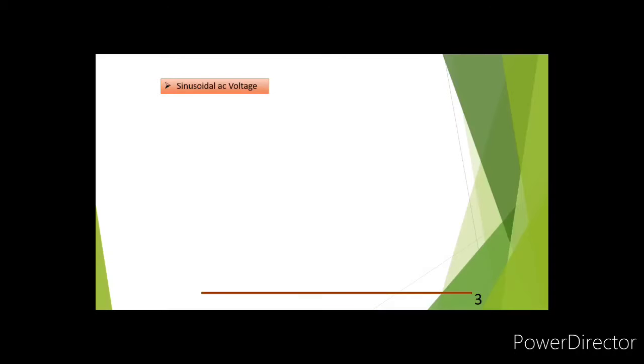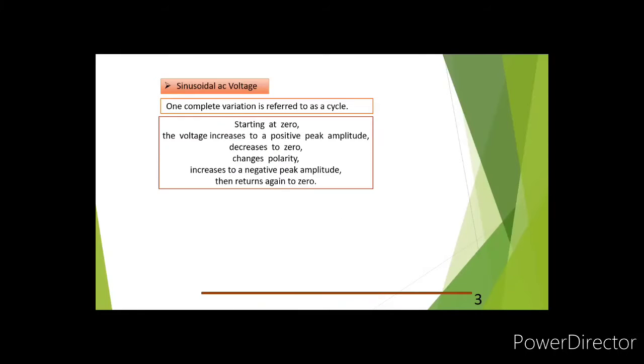For a sinusoidal AC voltage, one complete variation is referred to as a cycle. See this waveform. Starting at the 0 position, the voltage increases to the positive peak amplitude, decreases to 0, changes polarity, and increases to the negative peak amplitude, then returns again to 0 value. It completes one AC cycle.